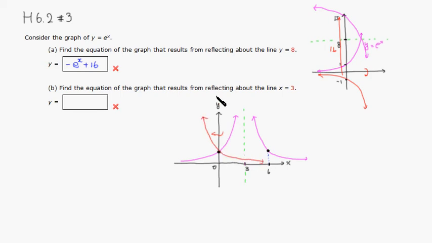Then you can shift it to the right 6 units. So you have e to the, right? Reflection about the y-axis, so you have to put the negative sign here. And shift it to the right 6 units, so you have x minus 6. So that's the formula. Let's type it in.